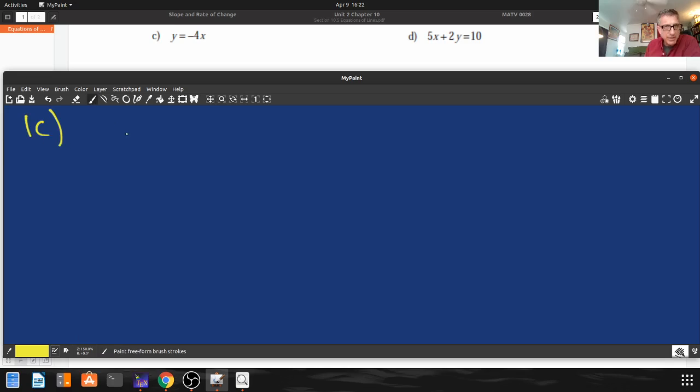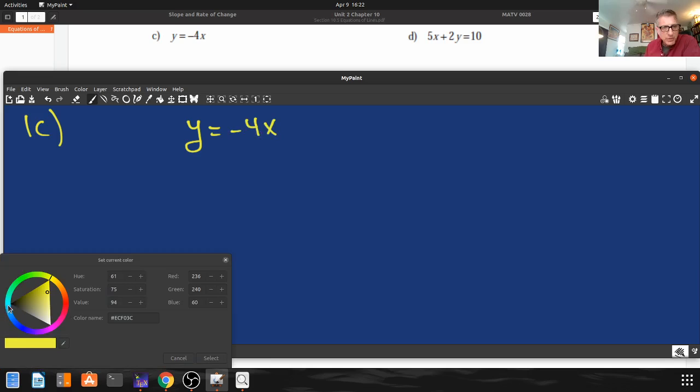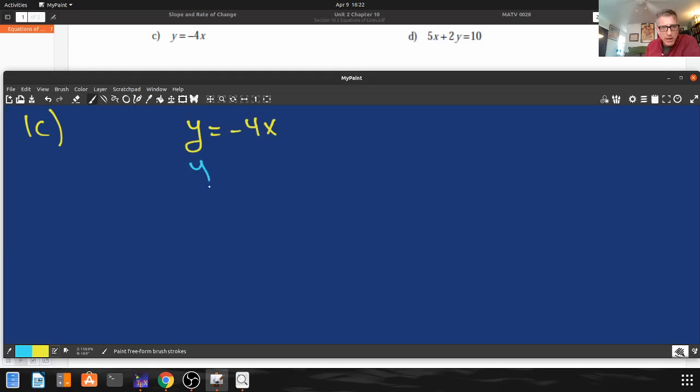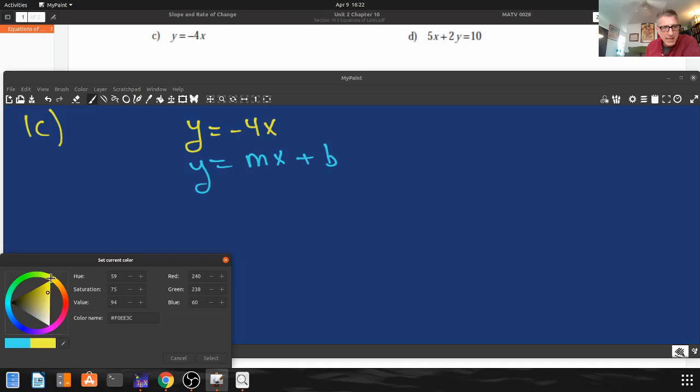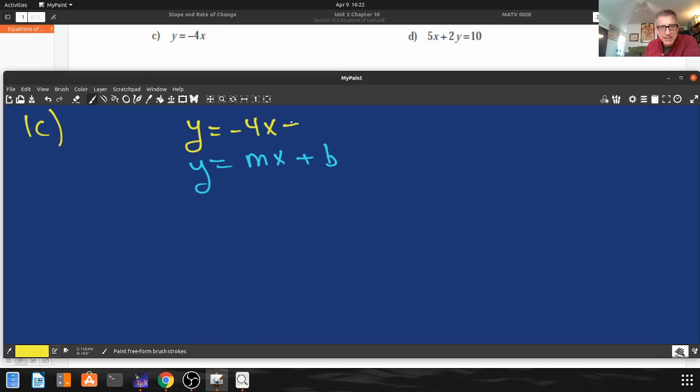I always forget something. So y is equal to minus 4x. And remember, what we want is y is equal to mx plus b. So in order to get a b there, all I have to do is add 0. Adding 0 doesn't change anything. So my values of interest: my slope m is equal to minus 4. And what are we going to do with minus 4?